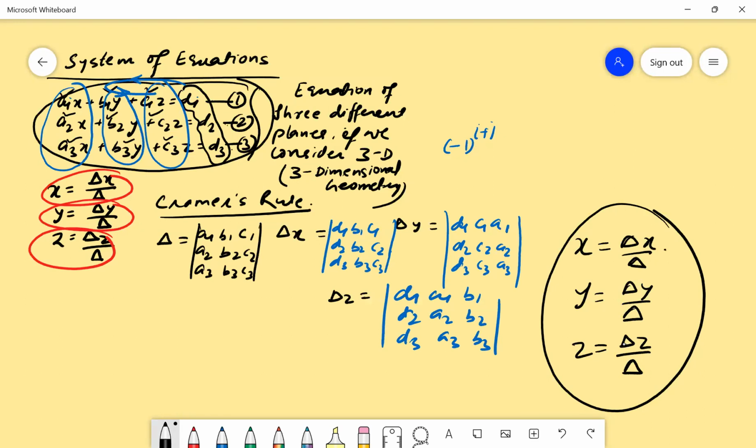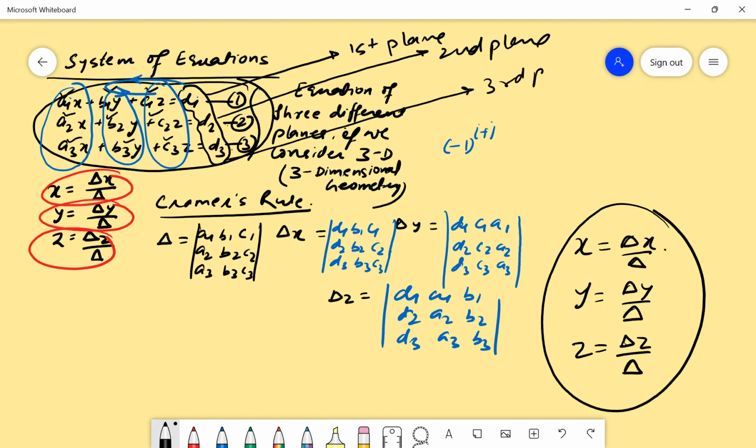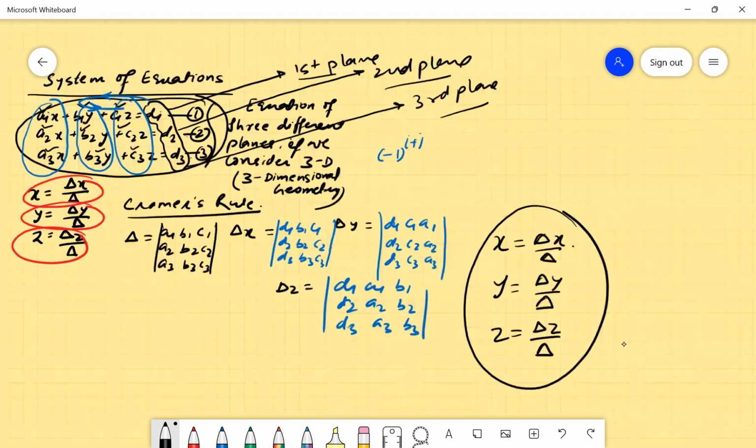But ultimately, if you want to visualize it, these are three different planes in 3D. This is the first plane. This is the second plane. And this is the third plane. Later on, when I discuss the consistency and inconsistency of the system of equations, you might need the visualization through planes. So let me tell you the meaning of consistency and inconsistency.